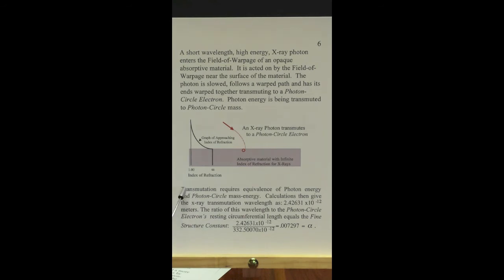The transmutation requires the energy of the photon to be equivalent to the photon circle's mass energy, and if you go through the calculations, you determine that the wavelength of the X-ray has to be of that value. The ratio of that value's wavelength to the electron's resting circumferential length just turns out to be the number alpha, the fine structure constant. A very neat calculation.